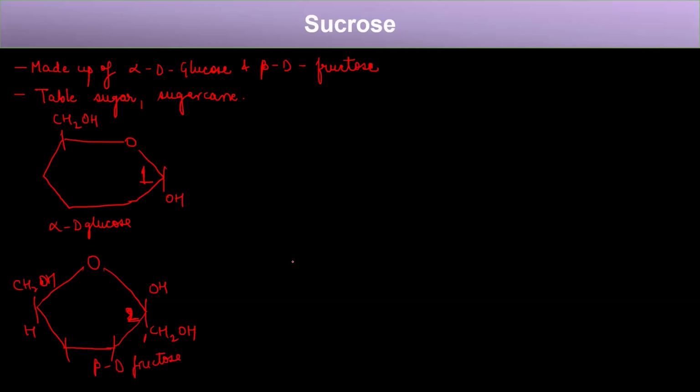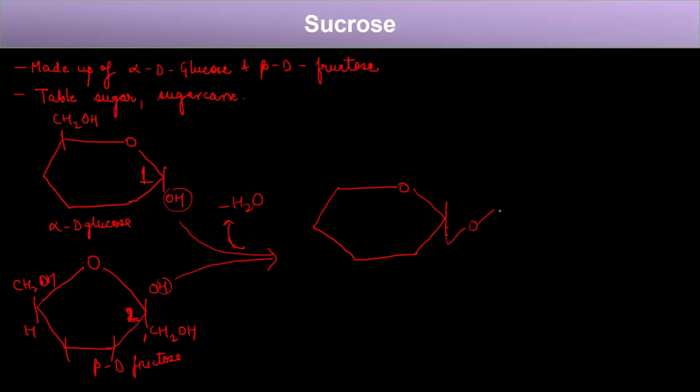Now, in sucrose, what happens? In sucrose, the bond formation will take place between this first and second carbon. So the OH of the first carbon of glucose and the H of the second carbon of fructose will be involved in the bond formation, and it will cause release of a water molecule. Hence the structure that will be formed will look something like this.